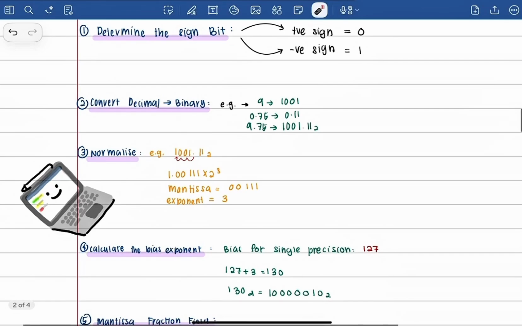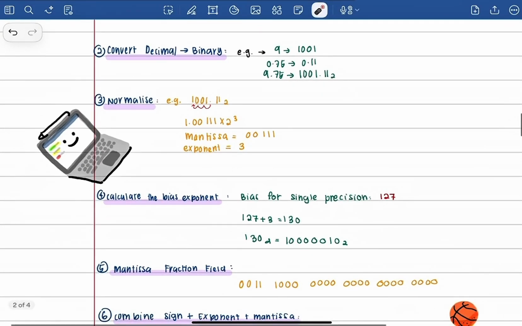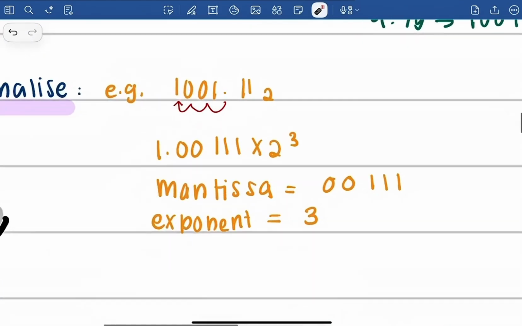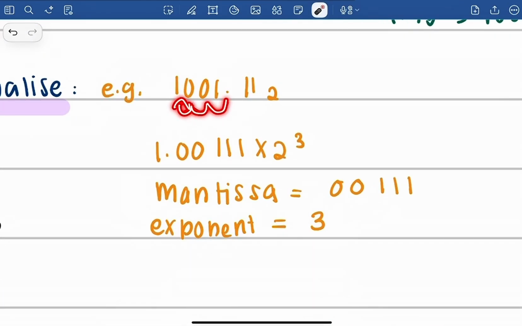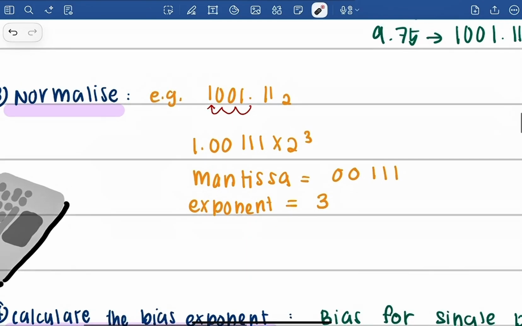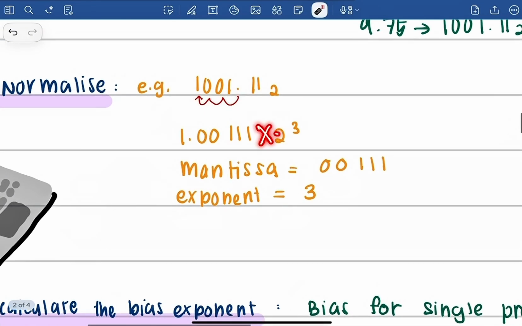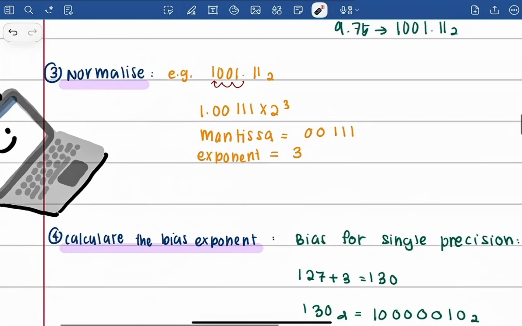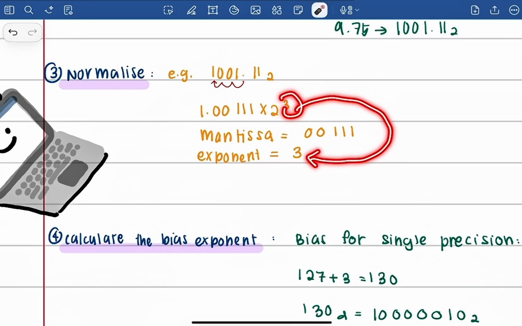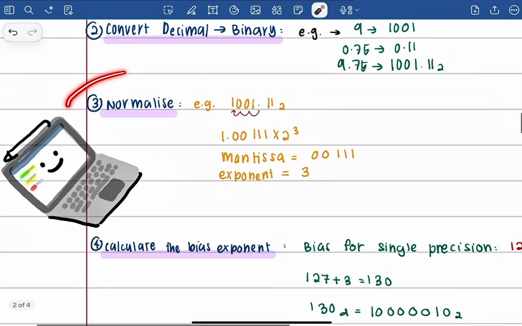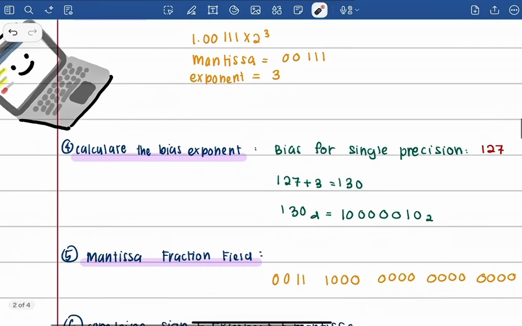So next, after we got the binary number, we will normalize, which is we need to move the decimal point. If we move it 3 times, we need to multiply by power of 3. So here we can see that this we call the mantissa, and this power we call the exponent.